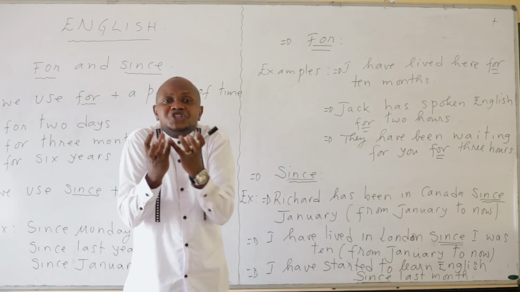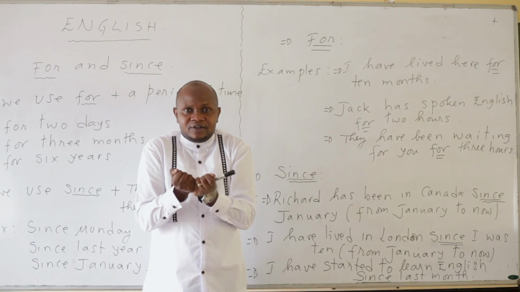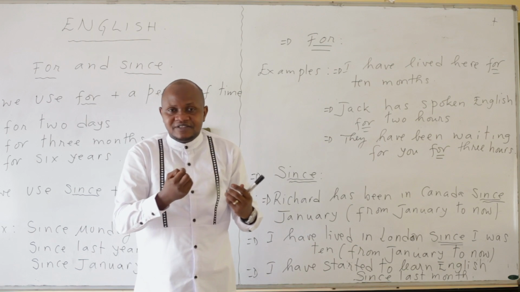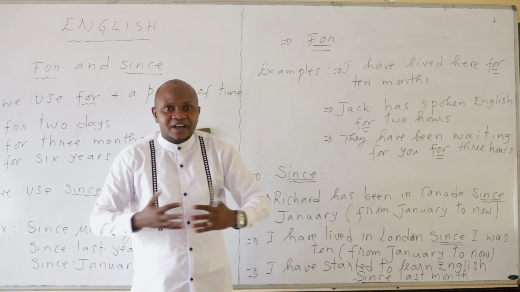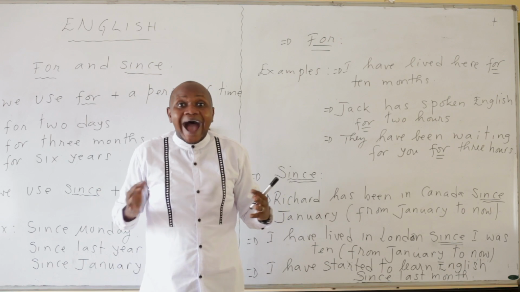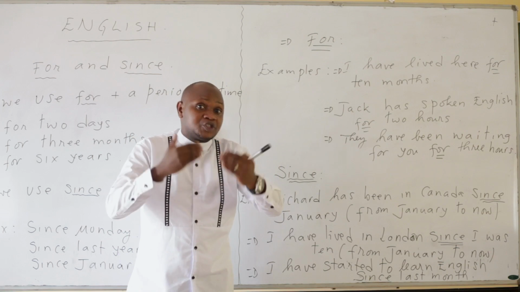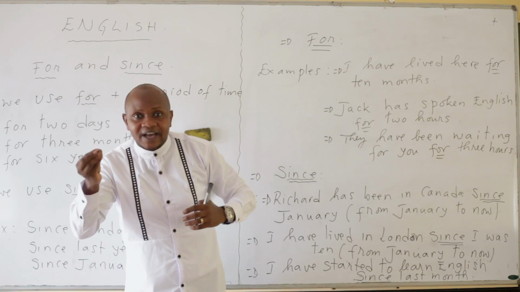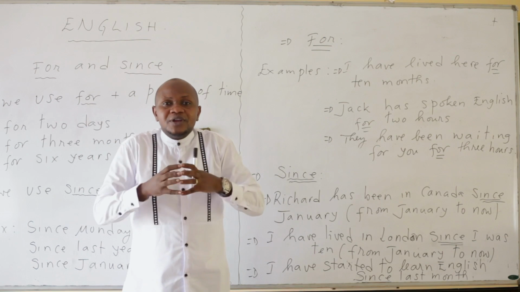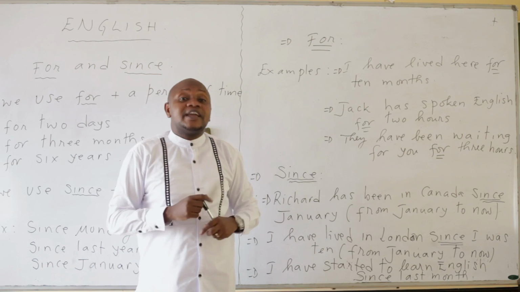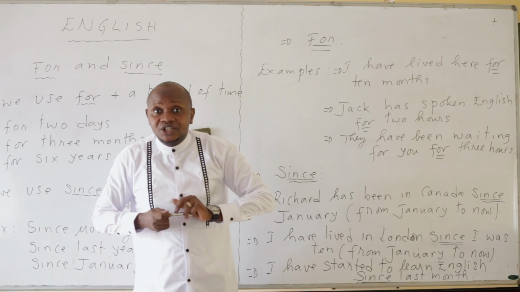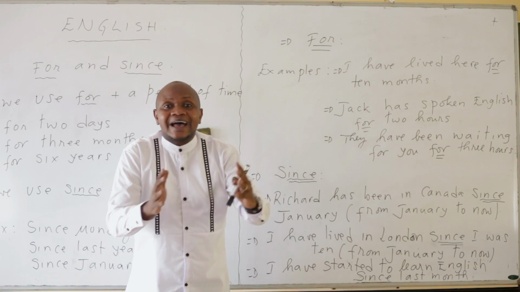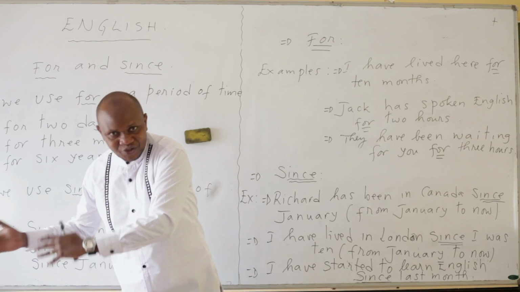But for ni mu gihe runaka ibintu bibaye. For example, I have taught you English for 2 hours. Or I have just taught English. Twarabibonye present perfect. Niba maze amasaha 2 mbigisha nshobora kuvuga nti I have been teaching you English for 2 hours, which means that maze amasaha 2 mbigisha Icyongereza.